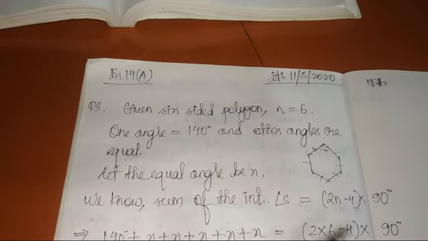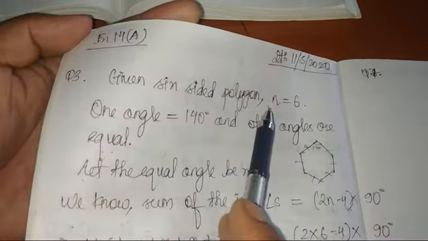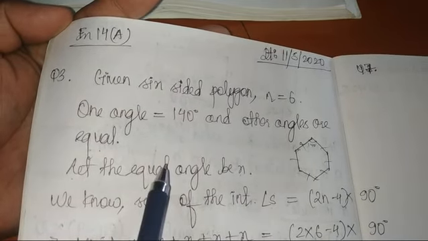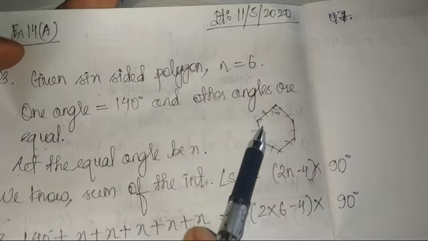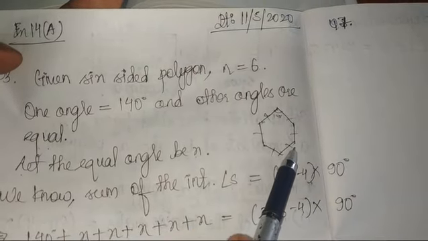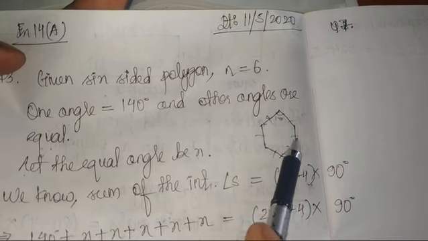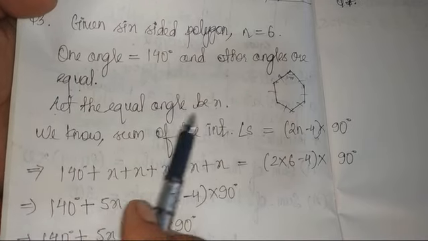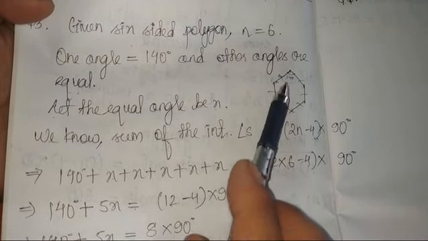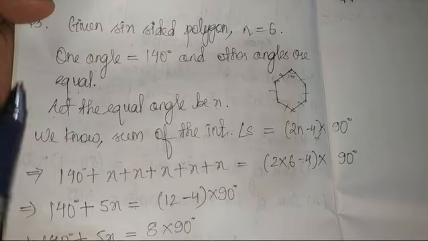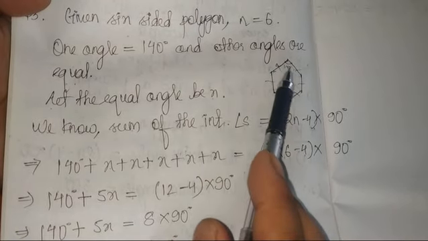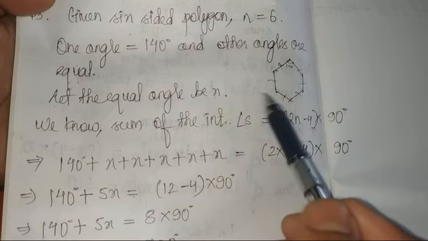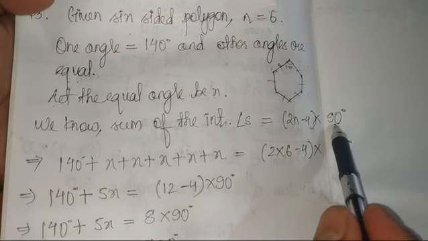According to the question, we are given a six-sided polygon, so n equals 6. One of the angles is 140, the other angles are equal. So this is going to be the figure, a six-sided polygon. One of the angles is 140, the rest are equal. Let the equal angle be x. We are assuming all the equal angles to be x. Now we know that the sum of the interior angles of this polygon has the formula (2n minus 4) into 90 degrees.